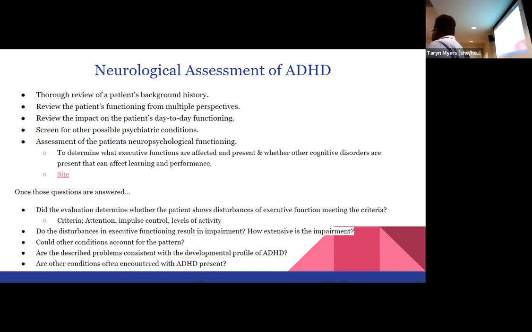And once they answer those questions, with the evaluation determine whether the patient shows disturbances of executive function meeting criteria being attention, impulse control, and levels of activity. Do the disturbances in executive functioning result in impairment, and how extensive is the impairment? Could other conditions possibly account for the pattern? Are the described problems consistent with the developmental profile of ADHD? Are other conditions often encountered with ADHD?